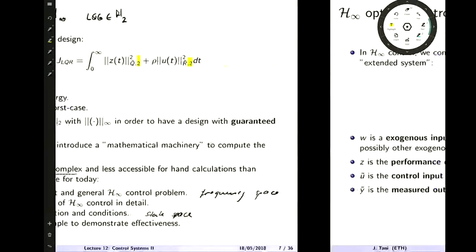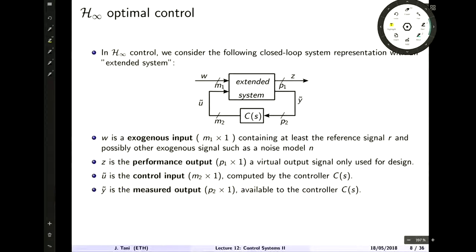Okay, so first of all, in H-infinity optimal control, we need to introduce a new structure. This structure exists also in the H2 case, but back then Jacopo was lucky because he could skip it, and I cannot skip it anymore, so I have to introduce it.